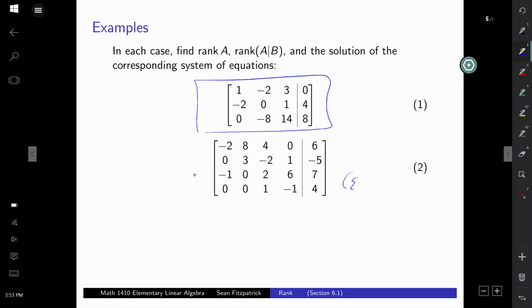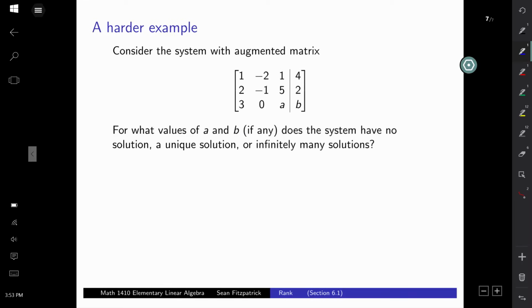This second one, I'm going to leave as an exercise so that we can jump to another possibly more interesting example. So in this video, I just want to focus on this example here. This is one that perhaps might be viewed as more challenging because you can see that there are some undetermined values in the matrix. There's an A and there's a B and they're unknown, and we want to know for what values of A and B does the system have a solution, and if it does, does it have a unique solution, or does it have infinitely many? So let's play around with this and see what we can do.